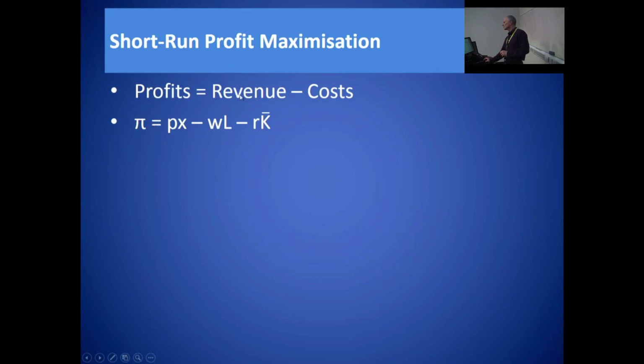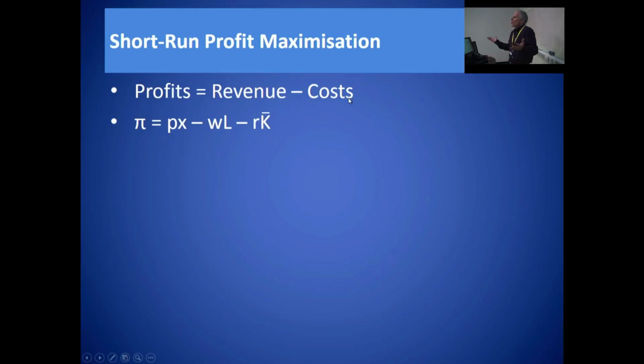Well, what is revenue? Revenue is just price times quantity. P, we'll say, is the market price for the output that the firm produces. And X is the level of output the firm produces. So P times X, price times quantity, is revenue.